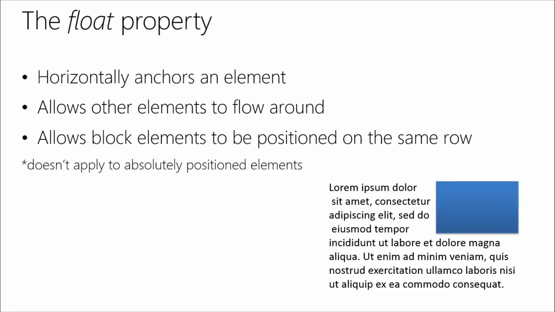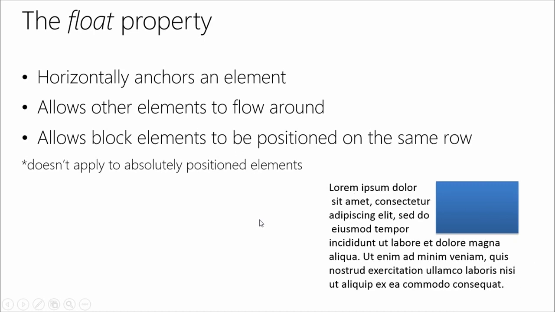And so the first thing that we're going to talk about is the float property. This is probably the most commonly used property for anchoring elements on a page. It horizontally anchors an element on its row. If you float elements to the left, they'll stay on the left side, and if you float elements to the right, they'll stick onto the right side. It also allows other elements to flow around. I have an example down here of what a blue box floated onto the right would be. You'll see that the text is able to flow around it.